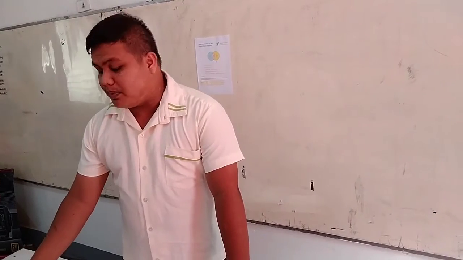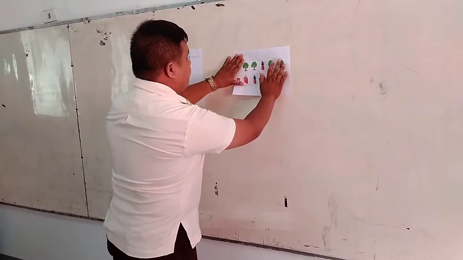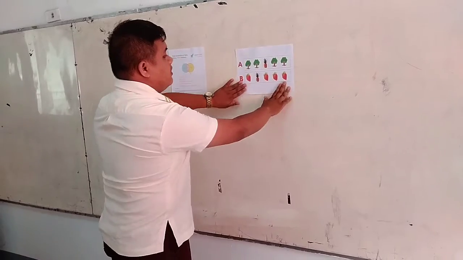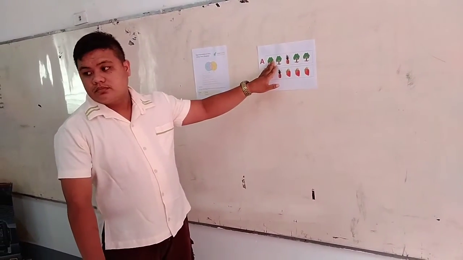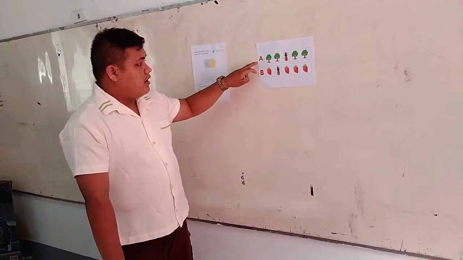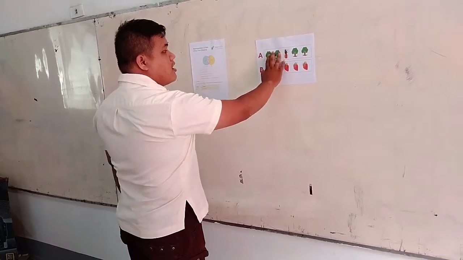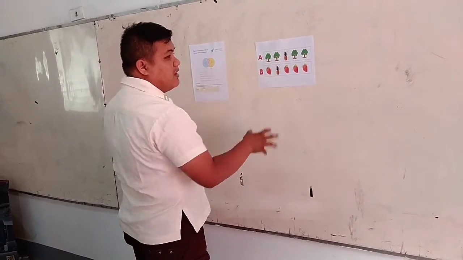Okay, at this moment, I am going to paste a picture here on the board. So here is the picture. What can you say about the picture? As you can see, they are put inside a rectangle, and they are being grouped.